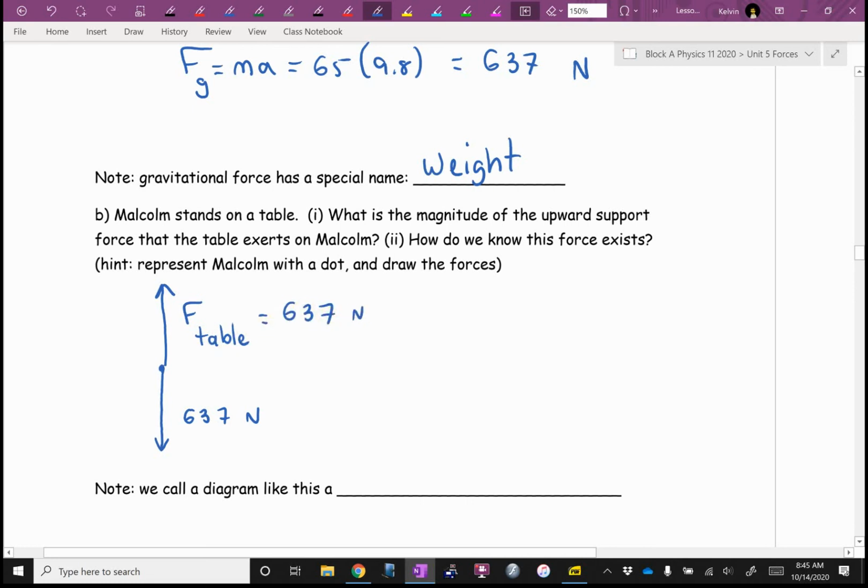It must be that. This is why I said to you, Kiana, Newton's first law is really handy to find missing forces. I know it must be there. Otherwise, he would be accelerating. He's not.